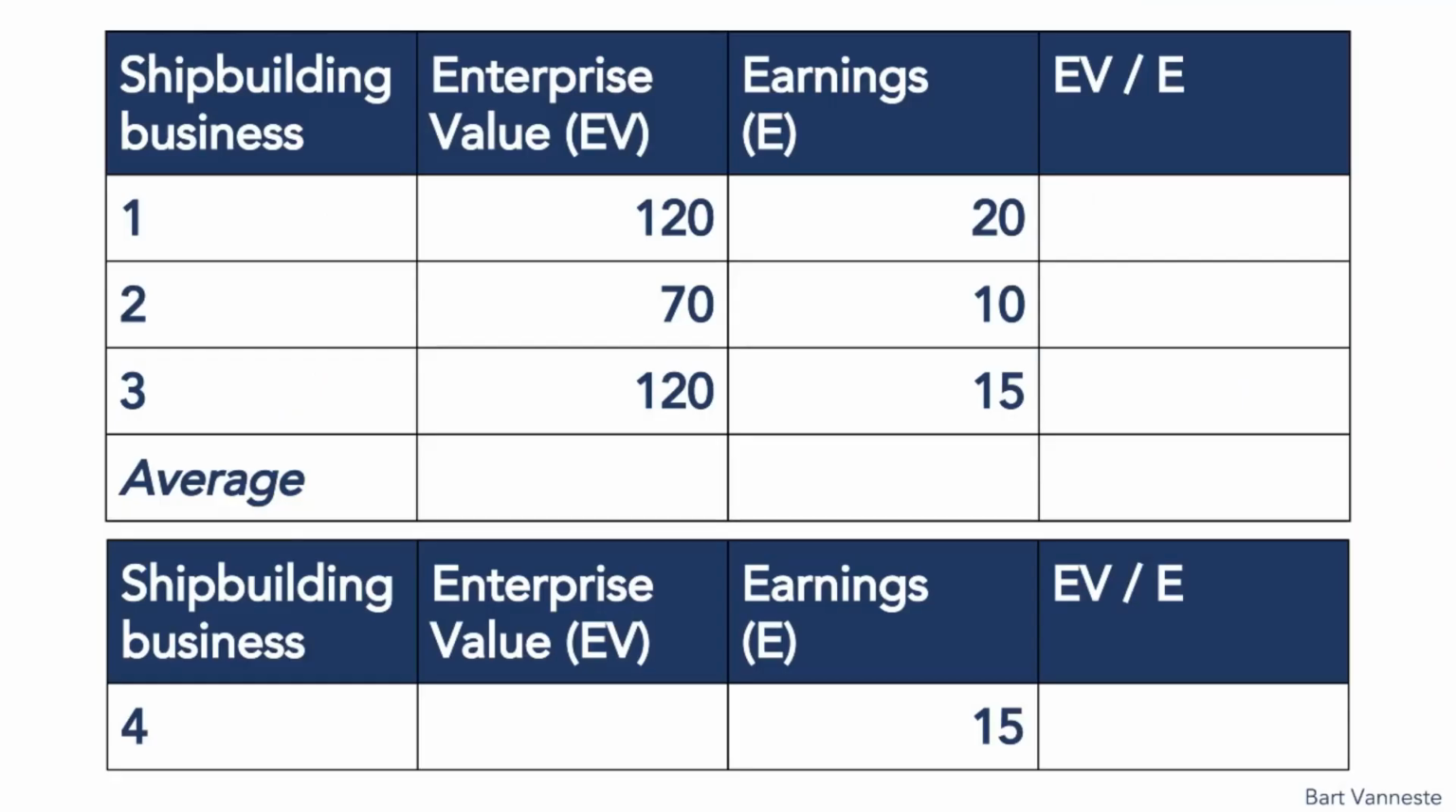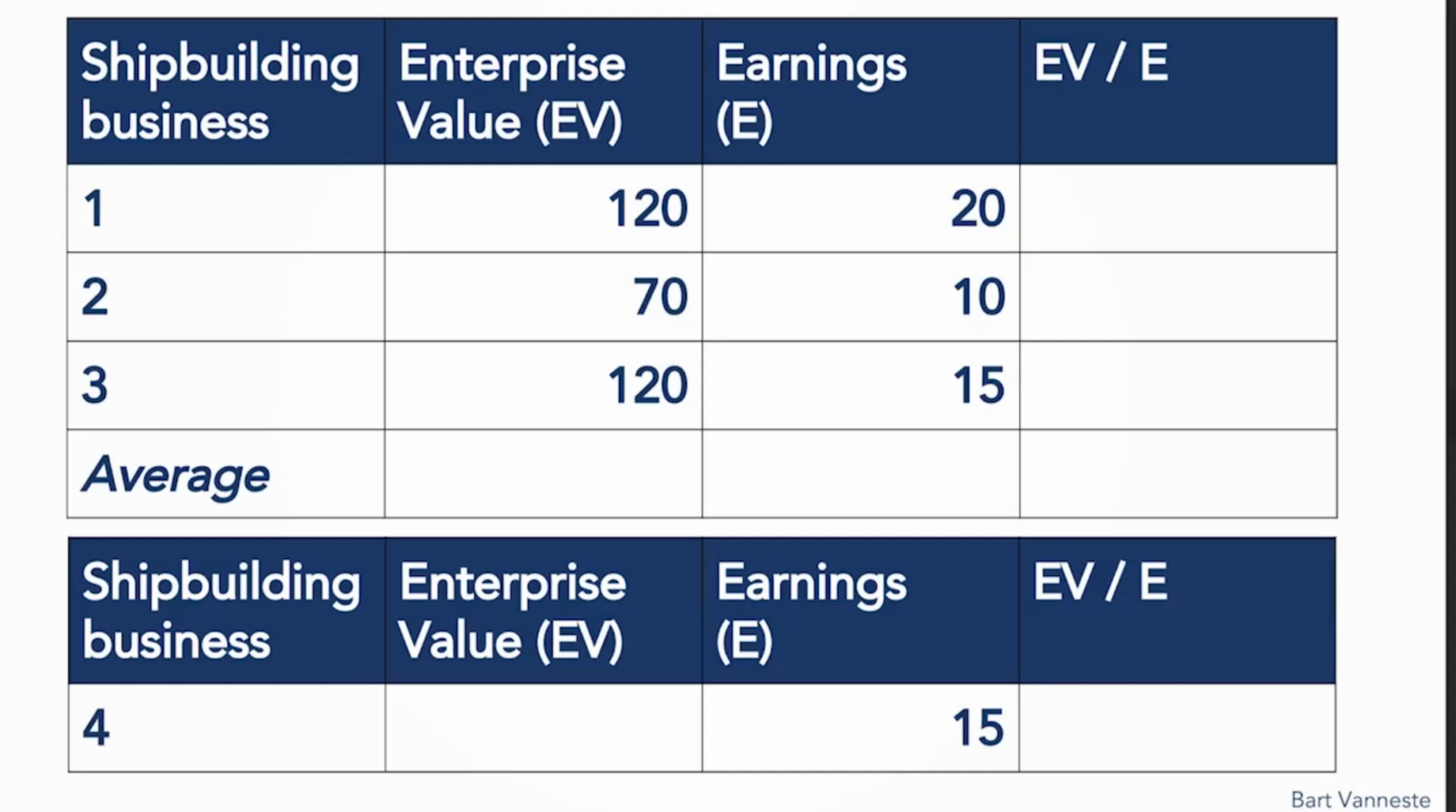We're going to value a single business, and let's say that business is a shipbuilding business. Because we're going to value business number 4, and the way we're going to do that is we're going to use the information of other shipbuilding businesses, number 1, 2, and 3, to come up with some data that we can use for shipbuilding business number 4.